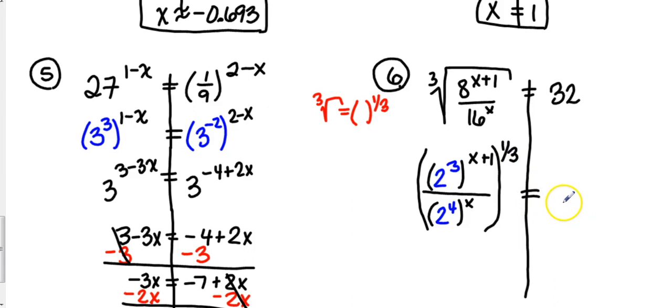2 is our go-to base at this point. Can I write 32 as 2 to a power? Yes, I can. Think about it. 2 to what power is 32? Pause and figure it out if you're not sure.